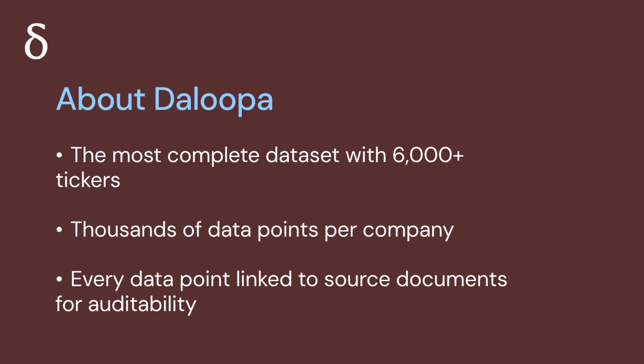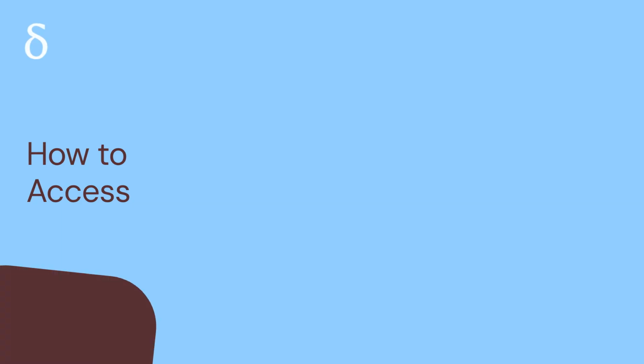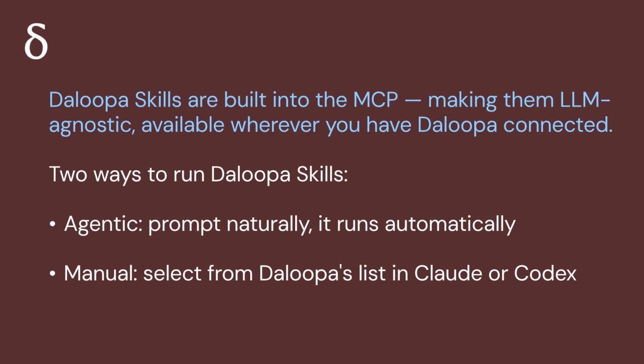Okay, let's get started. We will start with how to access Daloopa Skills. Daloopa Skills are built directly into the MCP connection, which means they are LLM agnostic and available in any AI tool you have Daloopa connected to. There are two ways a skill can run. The first is agentically, which works across any MCP-supported LLM. Just prompt naturally, and if your request aligns with one of our pre-built skills, it triggers automatically.